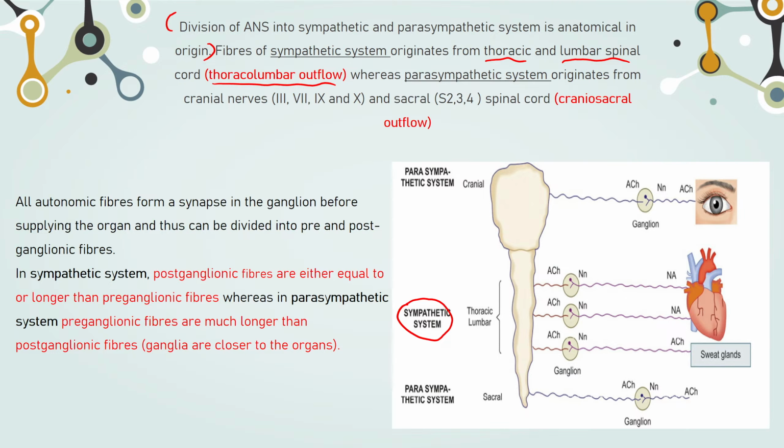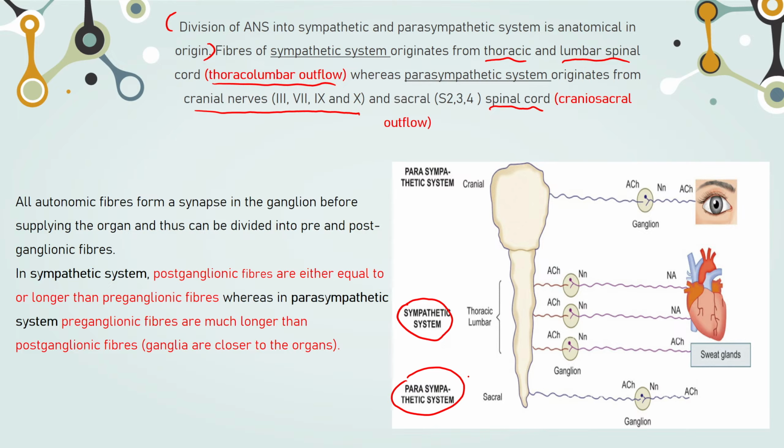Whereas the parasympathetic nervous system originates from the cranial nerves, which are 3, 7, 9 and 10. It is important to remember these nerves from where it originates, and the sacral nerves of the spinal cord. Therefore, it is called craniosacral outflow.